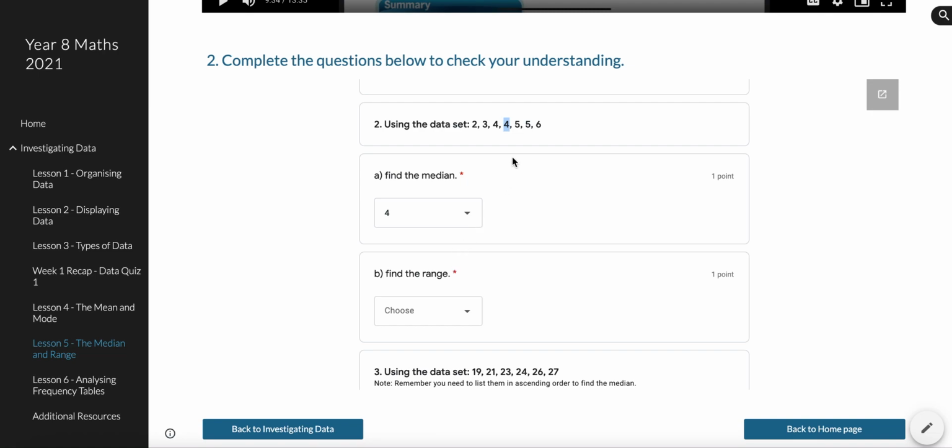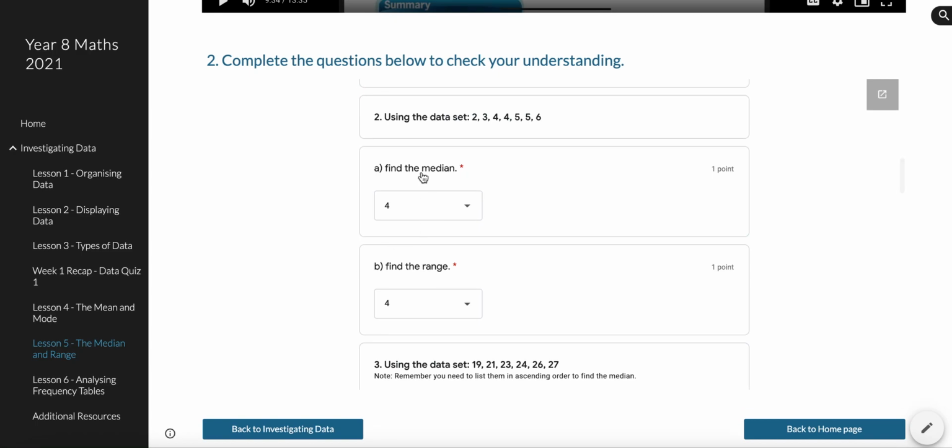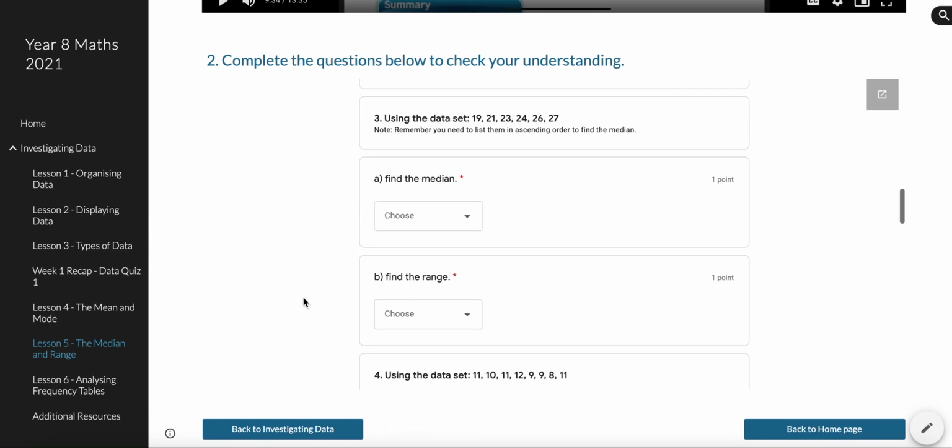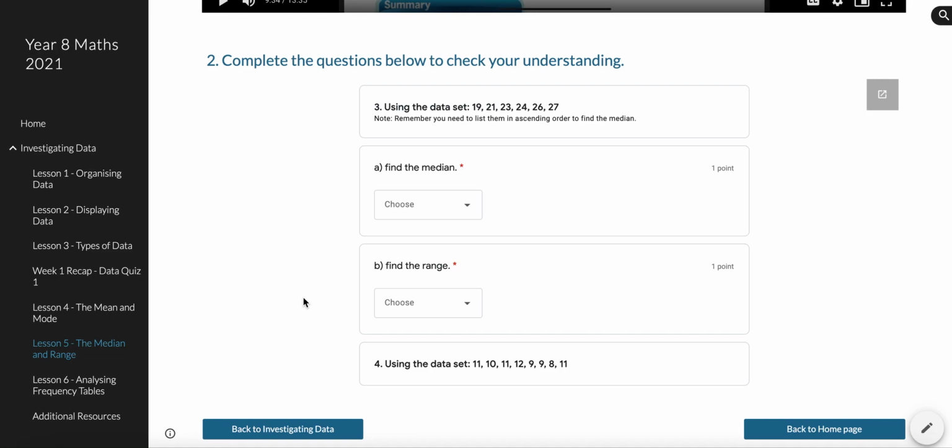Okay, find the range. So again, it's just the highest score, which is 6, minus the lowest score, which is 2. So 6 minus 2, so our range is 4. Oh, so our median and our range were the same. Interesting.